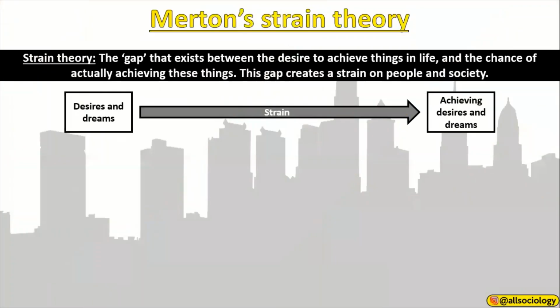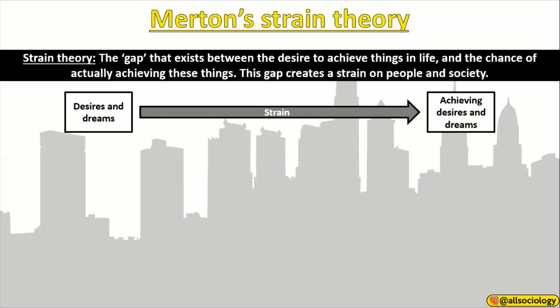So I'm going to have a look at Merton's strain theory in a little bit more detail here. As I mentioned, strain theory is the gap that exists between the desire to achieve something in life and the chance of actually achieving it. That gap creates strain because it's not always easy to get the things you want. So you might say, for instance, I want to be a millionaire. Great, how are you going to get it? Are you going to go through all the normal channels, what Merton called the legitimate means, the ways we should be going through these things, or are you going to adopt illegitimate means?